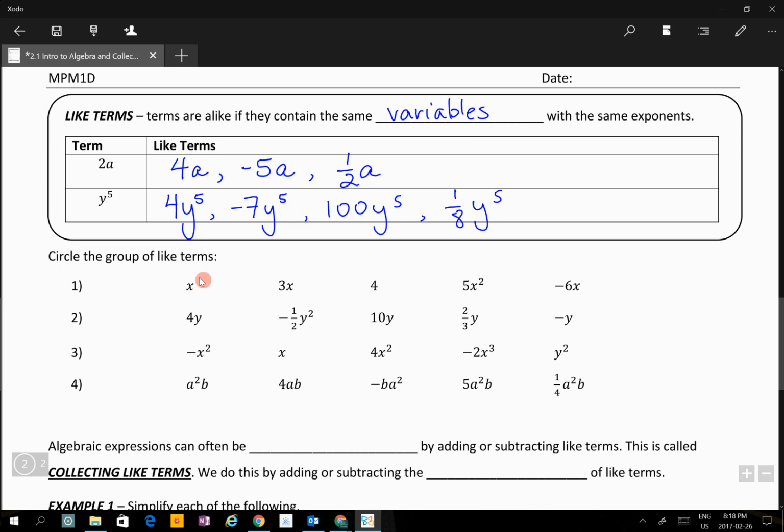So circle the group of like terms. So between x, 3x, 4, 5x squared, and -6x, circle the like terms. So here I have a variable x, here I have a variable of x, and here I have a variable of x. I'm going to circle these 3 terms.